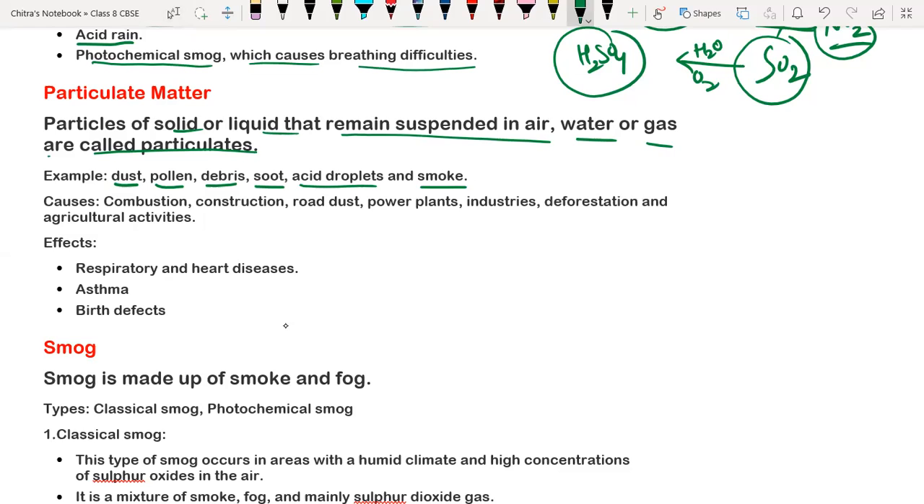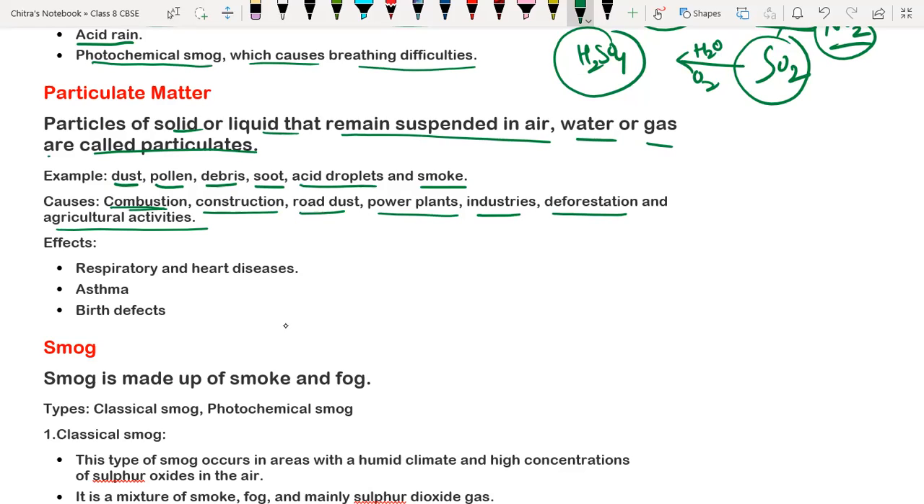What are the causes? They are released from the combustion of any combustible substance. They are produced from construction sites, road dust, power plants, industries, deforestation, and agricultural activities. These are the main sources of particulate matter that causes air pollution.